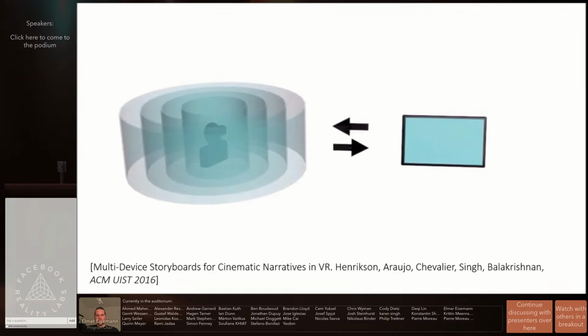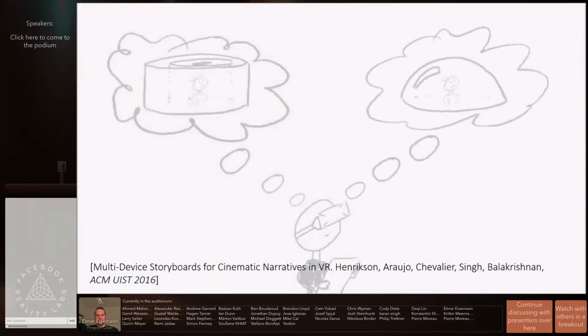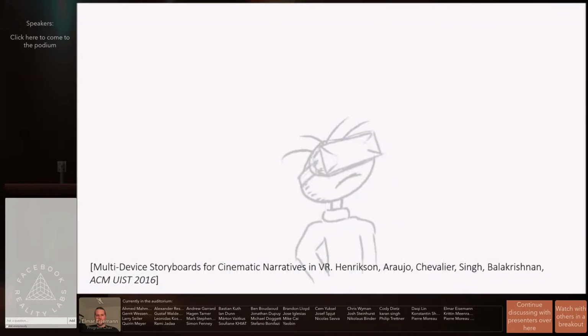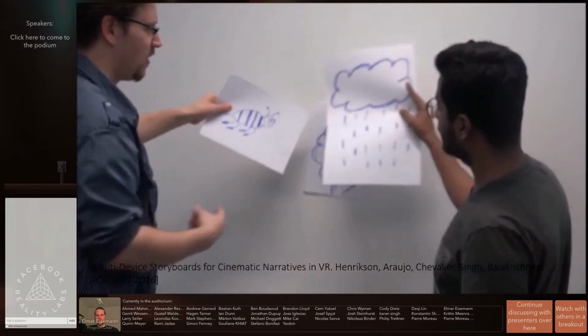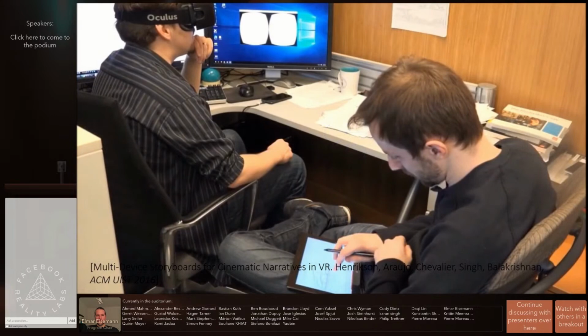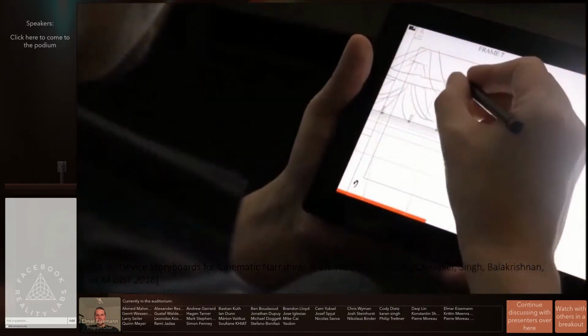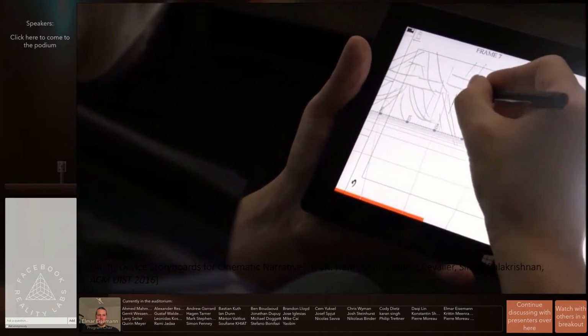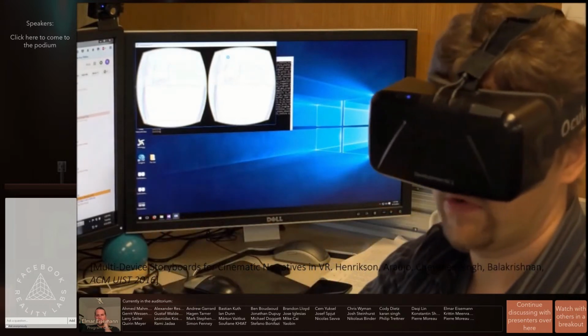Hybrid interfaces are also key to mixed media communication. Here's a traditional artist storyboarding in 2D on a tablet who can collaborate in real time with a director to plan and view a film in VR.